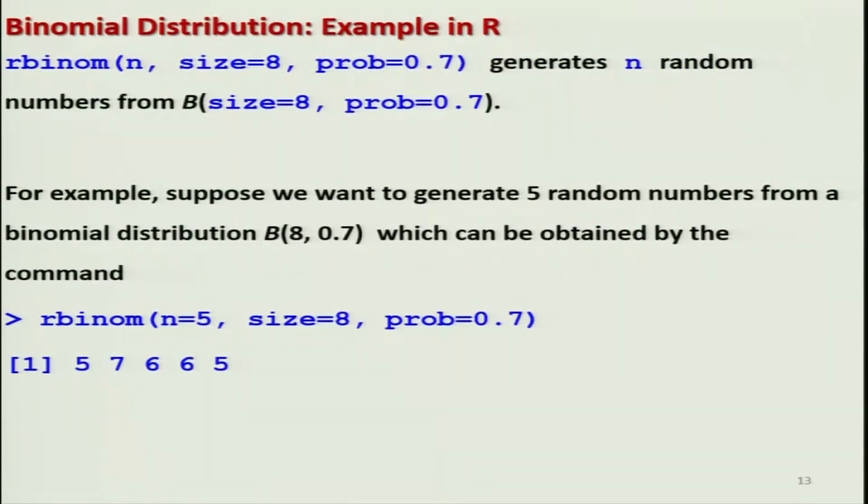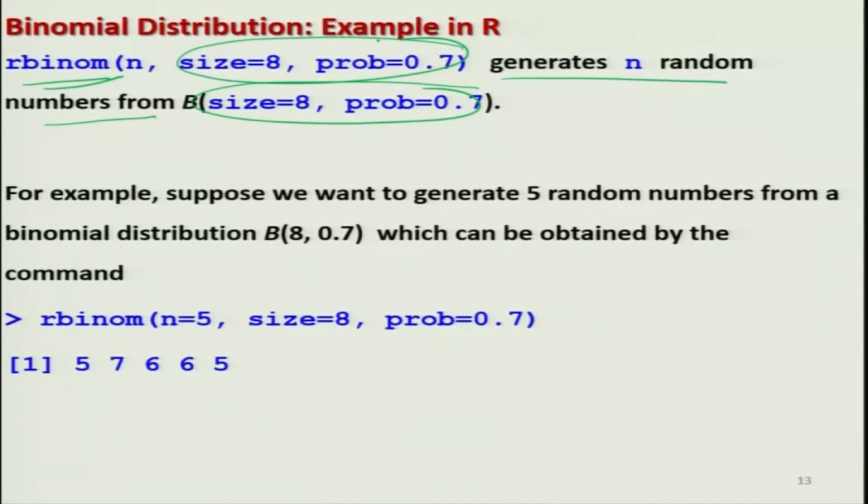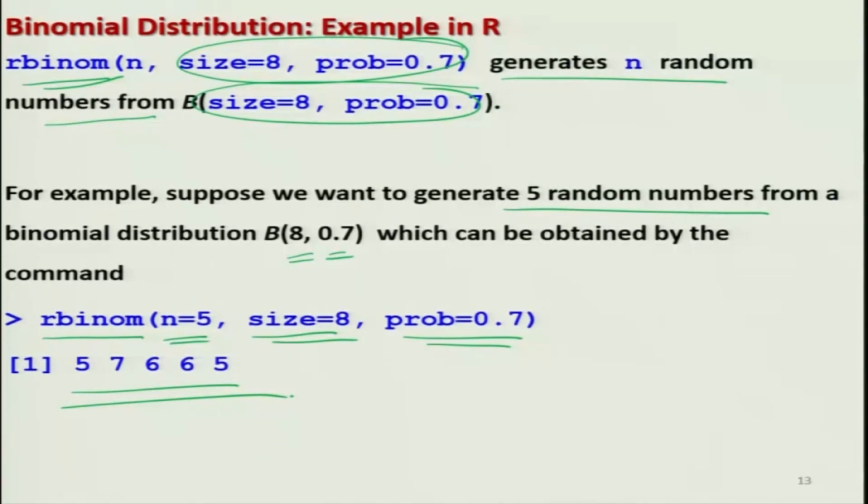Now, we come to the command rbinom. This rbinom is going to generate a small number of random numbers from the binomial distribution with the size and prob parameters given here, right. For example, if you want to generate 5 random numbers from a binomial distribution with n equal to 8 and p equal to 0.7, this can be obtained by writing rbinom with n equal to 5, size equal to 8, prob equal to 0.7, and you can see that these are the 5 values, and they resemble the outcomes as if you had conducted the experiment, right.